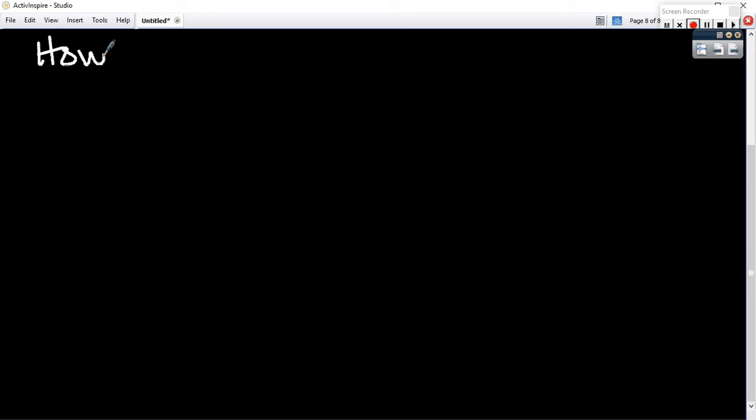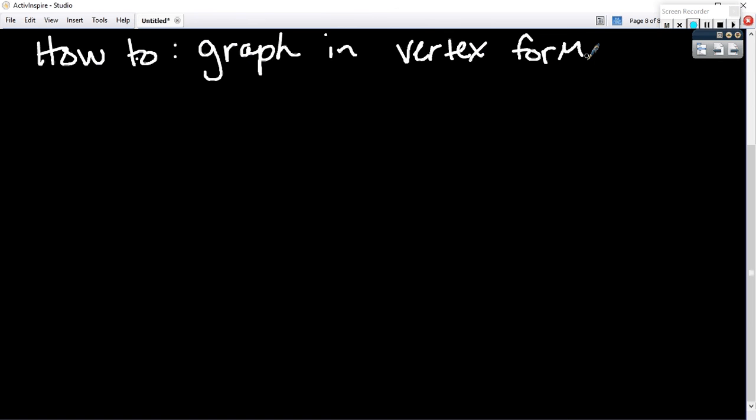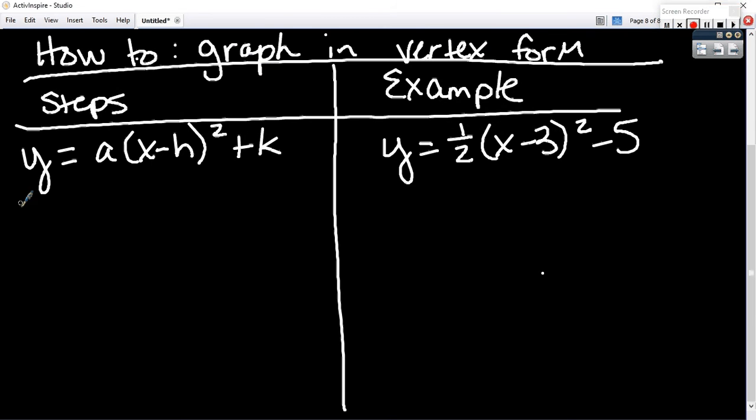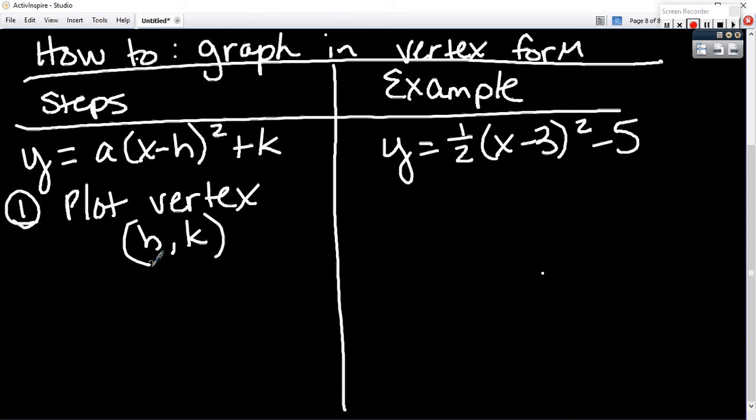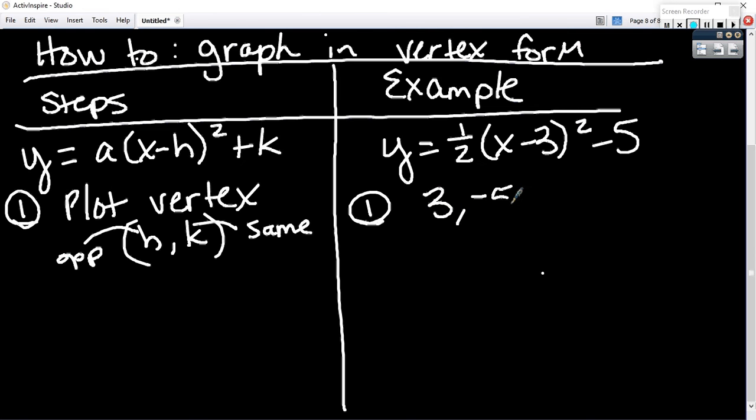How to graph in vertex form. And we'll pause. Step 1. Plot the vertex. The vertex is (h, k). H is opposite, K is the same. So I heard 3, negative 5. Perfect. Is anybody confused on step 1?